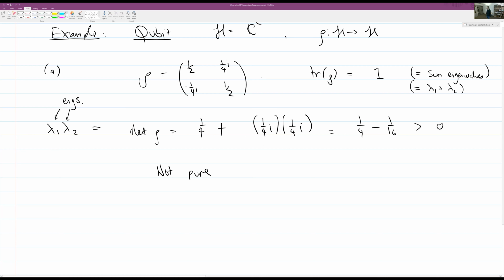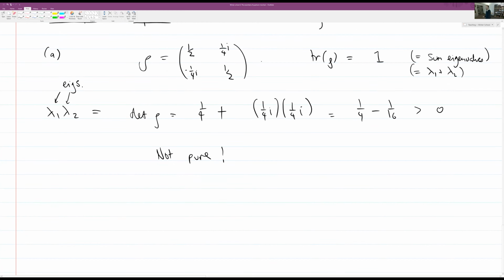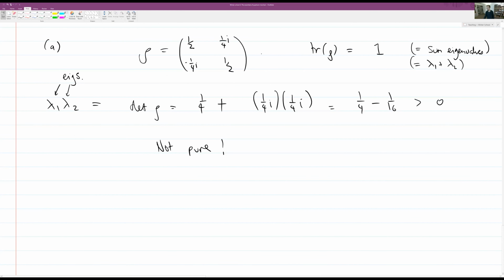And the reason we can say that so very quickly is that the eigenvalues of a pure state represented by a matrix like this has one eigenvalue equal to 1 and the rest equal to 0. And that would mean the determinant is 0. So I'm going to give you an example now of a pure state.